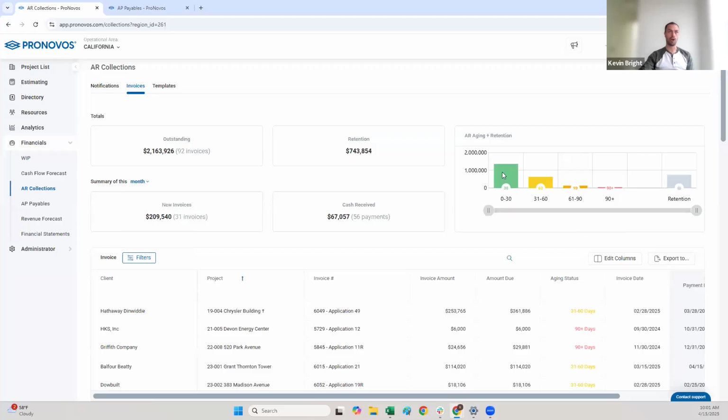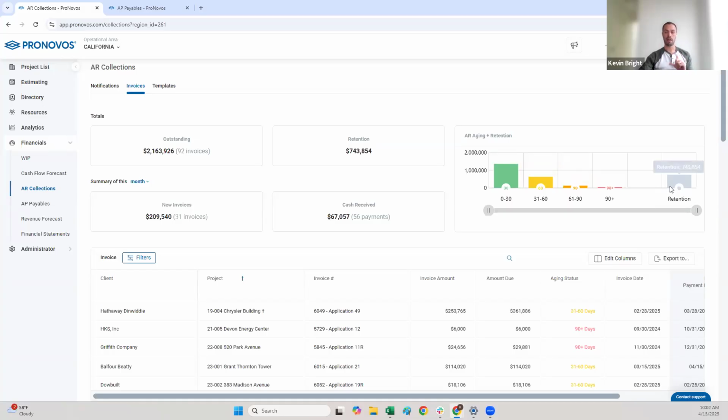This is obviously what we all really care about: what's the aging status for all of my outstanding AR? How much do I have in 0 to 30, 31 to 60, 61 to 90, and 90 plus? This is actually a pretty good example we're looking at right now. This is what you want this chart to look like. It starts high at 0 to 30, and then each bar gets smaller and smaller. And then we can see what's in our retention as well.